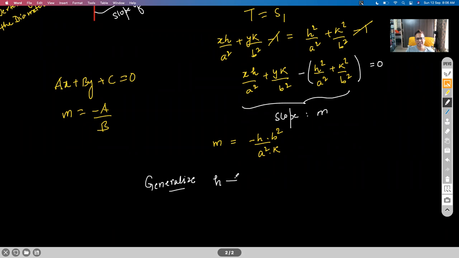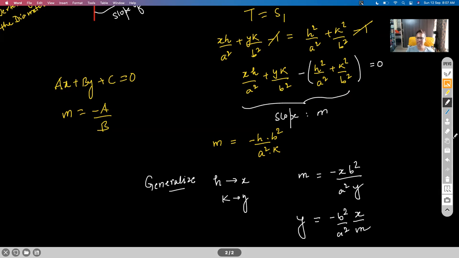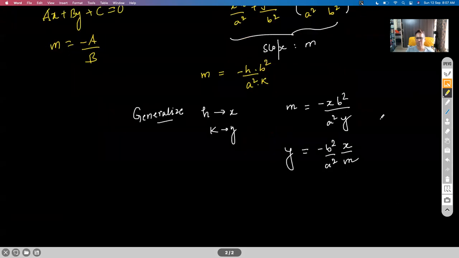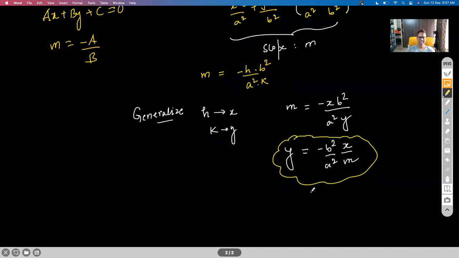If you generalize it here by replacing h with x and k with y, you end up getting m is equal to minus x b square by a square y. In other words, y is equal to minus b square by a square m times x. This becomes your equation of the diameter, and you can clearly see that it is passing through the center of the ellipse.